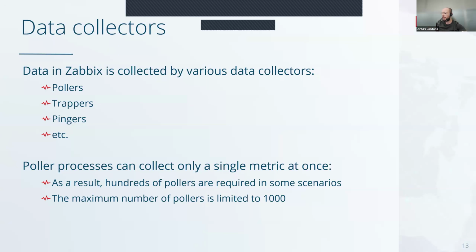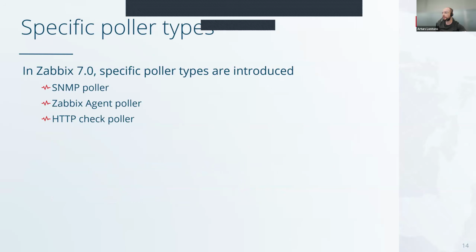Pollers are processes that are responsible, or were responsible before 7.0, for collecting various metrics, from agent metrics to SNMP metrics, for example. And they were synchronous, meaning they could collect only a single metric at a time. As a result, you required tens or hundreds of pollers in your environment, up to 1,000. That was the max. And the fact that we can collect one metric at a time limits us because we request a metric, we have to wait for a response before we can move on.